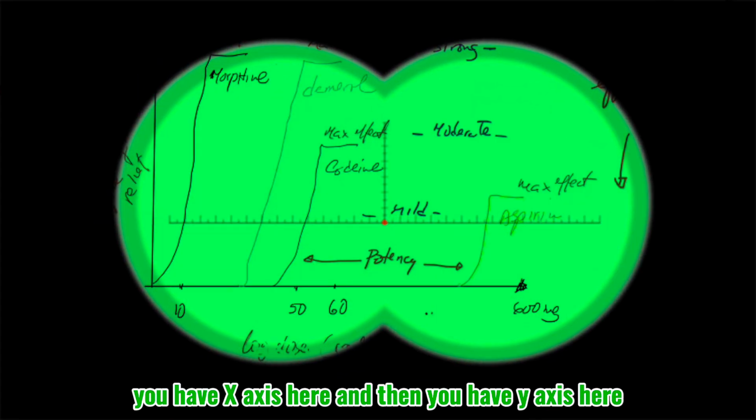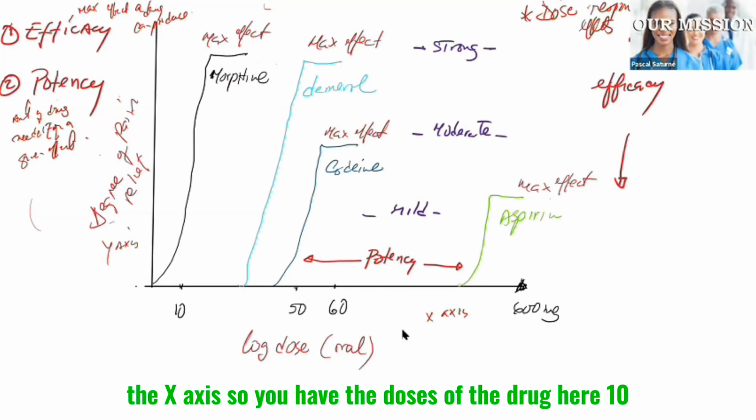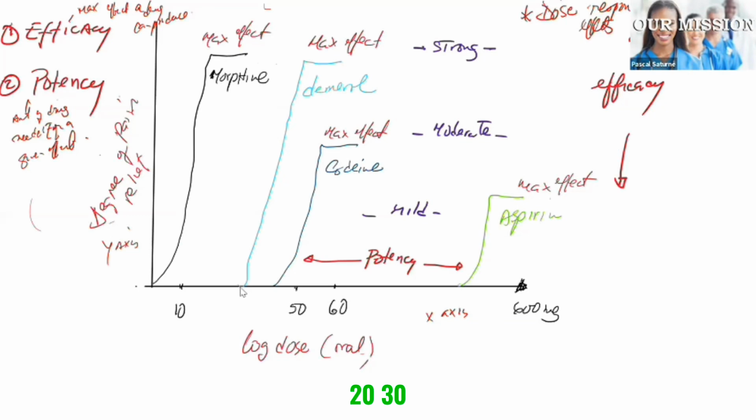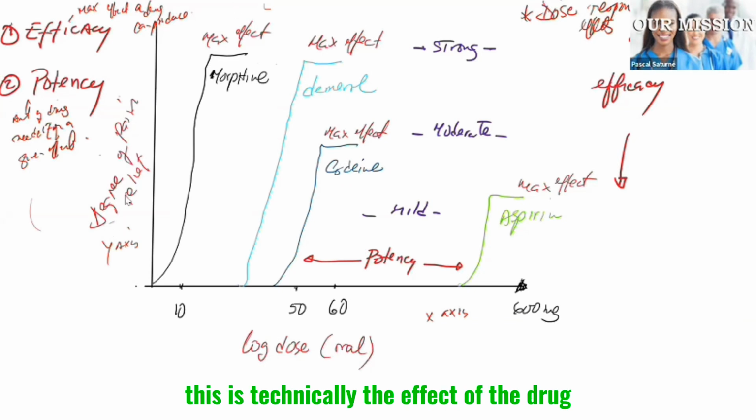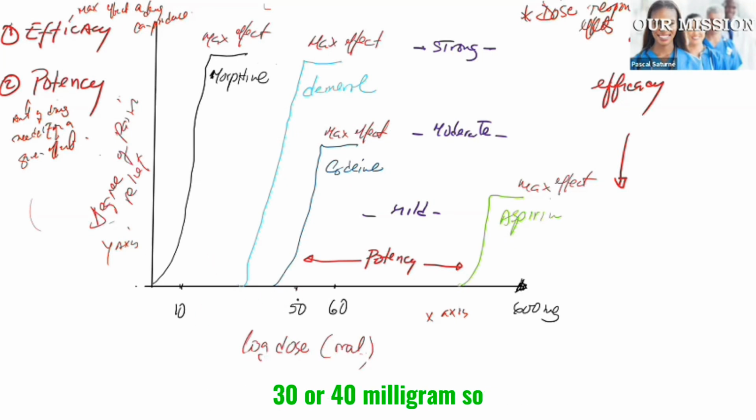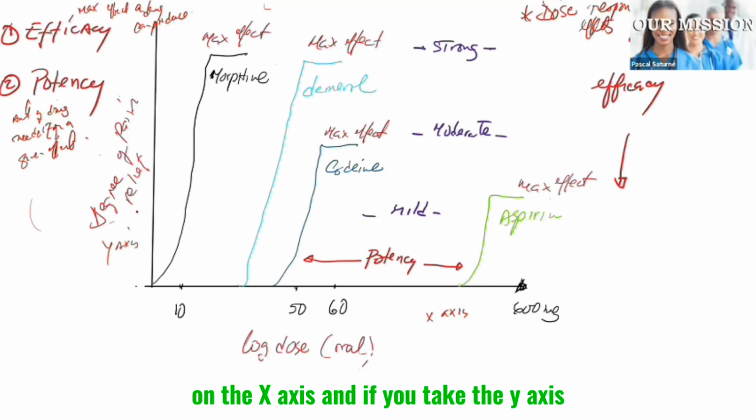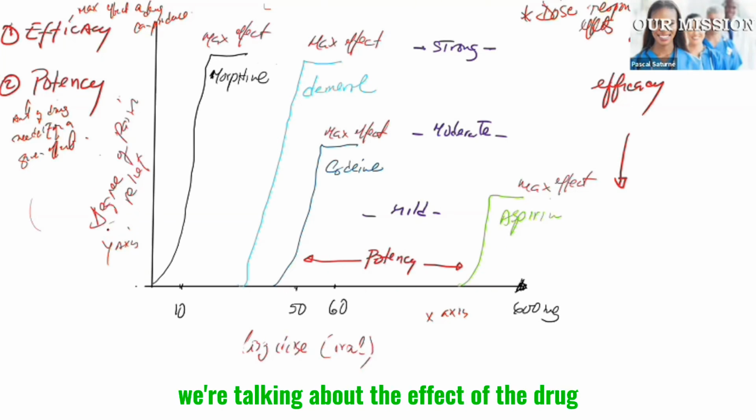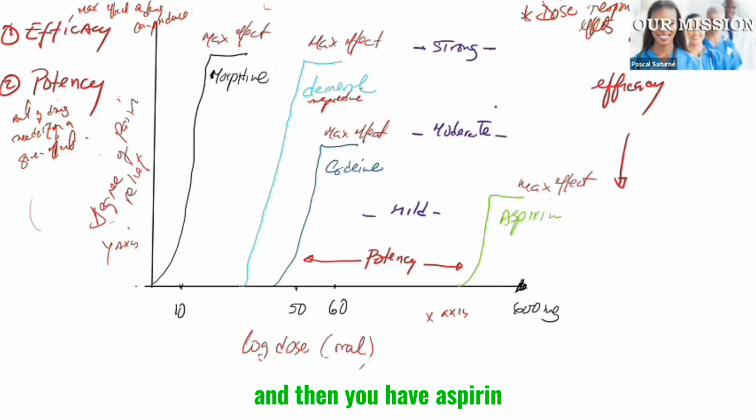You have the x-axis here, and then you have the y-axis here. On the x-axis you have the doses of the drug, 10, 20, 30, 40, 50, 60, all the way to 600 milligrams. And on the y-axis, this is the degree of pain relief. This is technically the effect of the drug. And on that side, potency of the drugs. So you probably need 10 milligrams, 20 milligrams of the drug, 30 or 40 milligrams. So we're talking about the potency of the drug on the x-axis. And if you take the y-axis, we're talking about the effect of the drug. In this graph, we have 4 drugs: morphine, Demerol, codeine, and then aspirin.